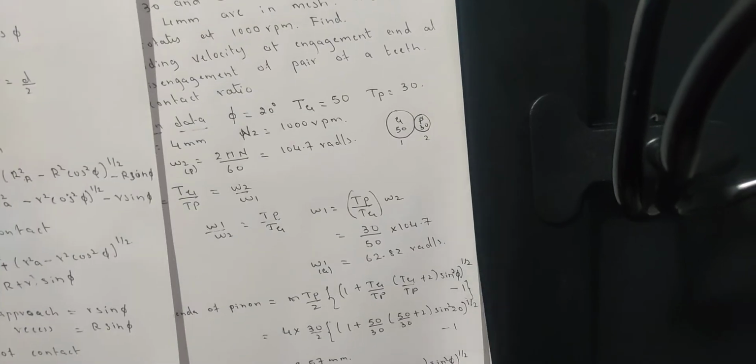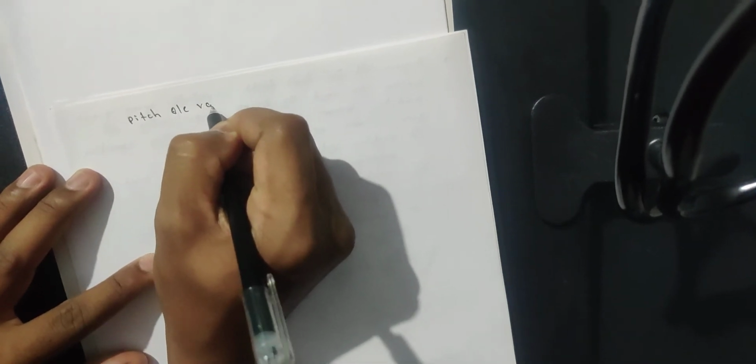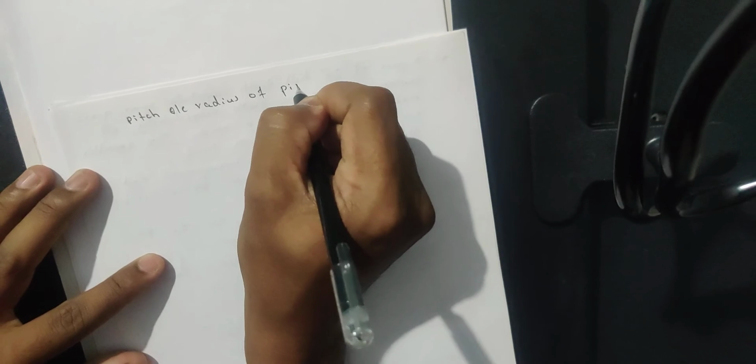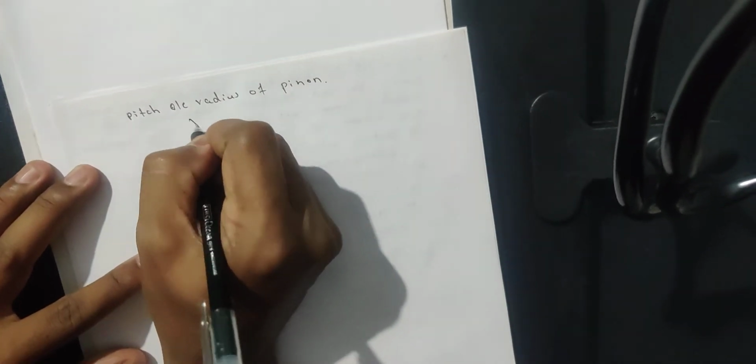So there will be two pitch circles here, one on the pinion and one on the gear. If I want to find out the pitch circle radius of the pinion, that is rp, so I'll call it rp. The smaller gear will have the small r, and the bigger gear's radius will have the capital R.